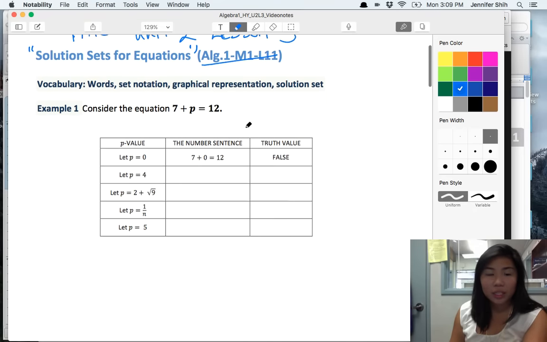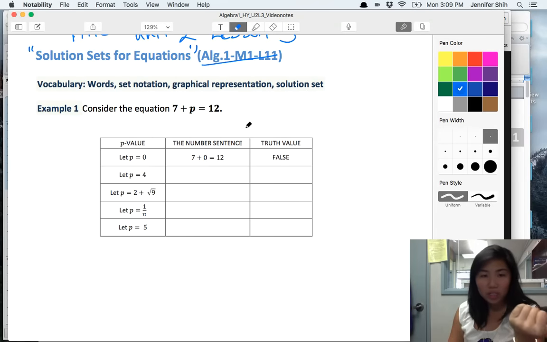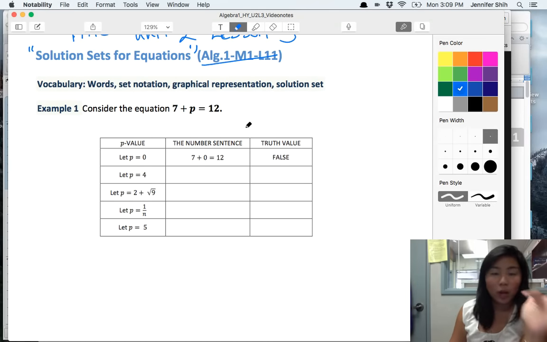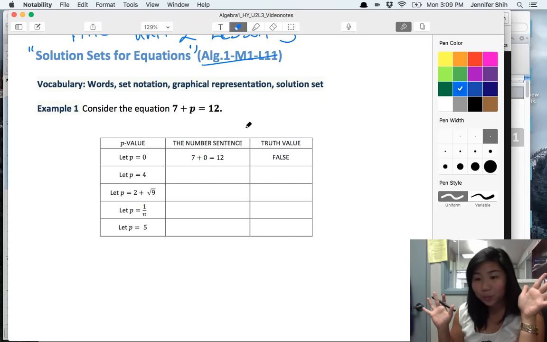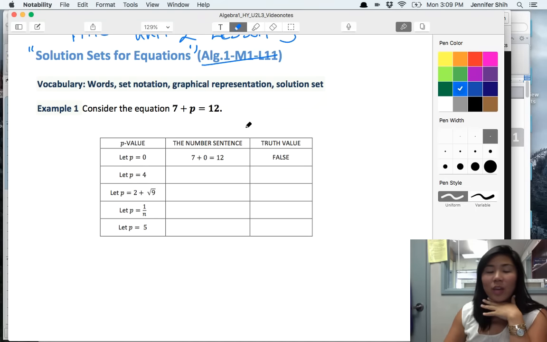Let's take a moment, and you can pause to catch up here if you want to write down the vocabulary words. But we have example 1, and you need to copy down this table in your notes. So you can pause to copy down the table. And now we're going to bring it back. So we have this equation 7 plus p equals 12.